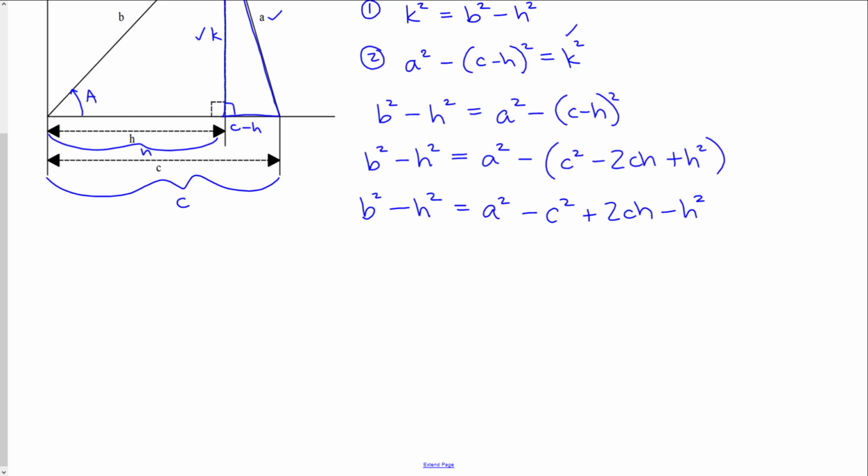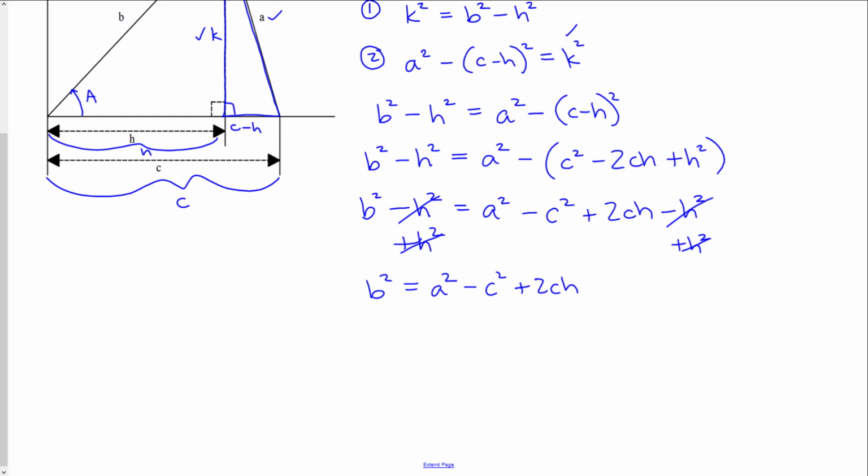Which is interesting. I have a term that is minus h squared on each side of the equation. If I add h squared to both sides of the equation, it's going to cancel both of those out. Which means I have b squared equals a squared minus c squared plus 2ch.